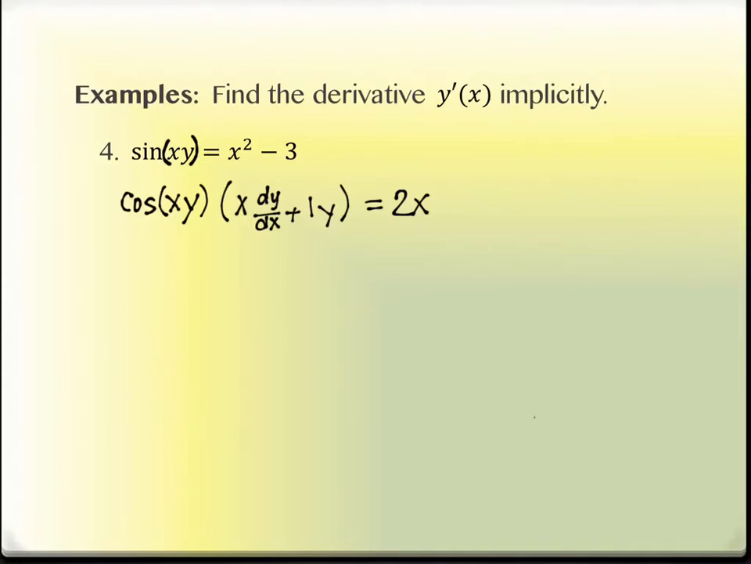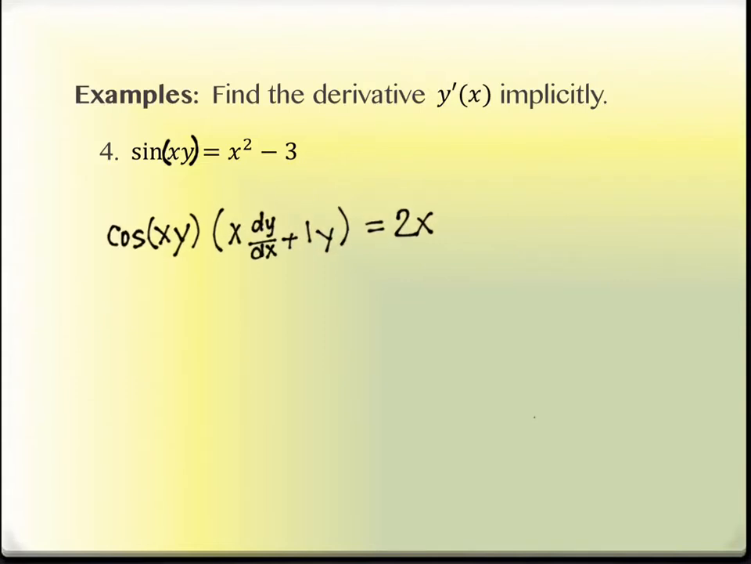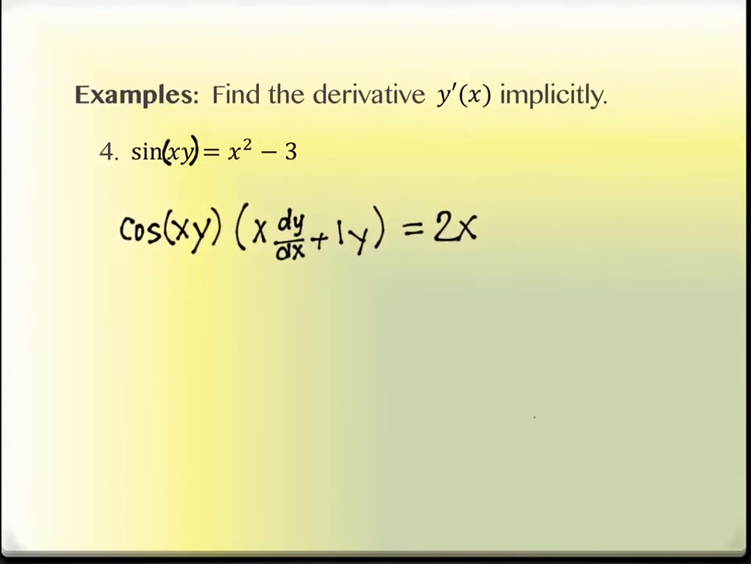Okay. One of the reasons, besides the fact that this has that chain rule and product rule going on that I wanted to use it for, is that I want you to see that this cosine of xy is going to distribute across the parentheses. So I've got to distribute it to this and to this before I start to try and solve for dy/dx. That's one way. I'll show you another way here in a second. This is one option, okay?